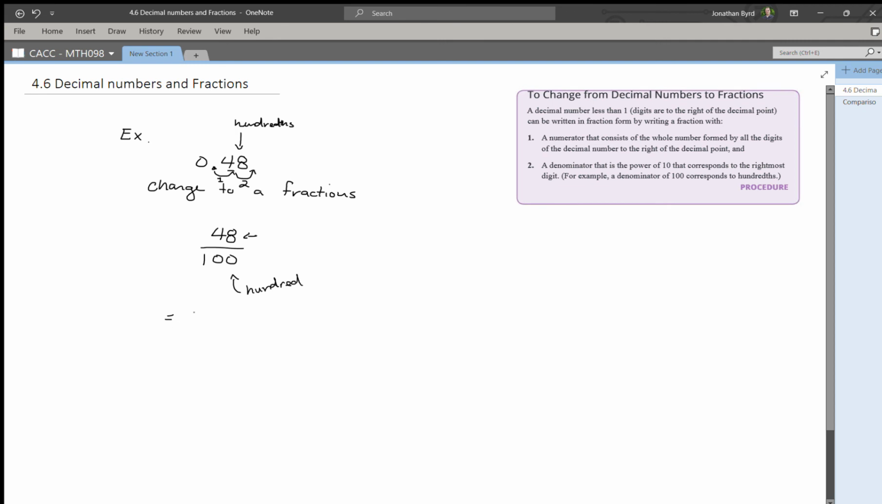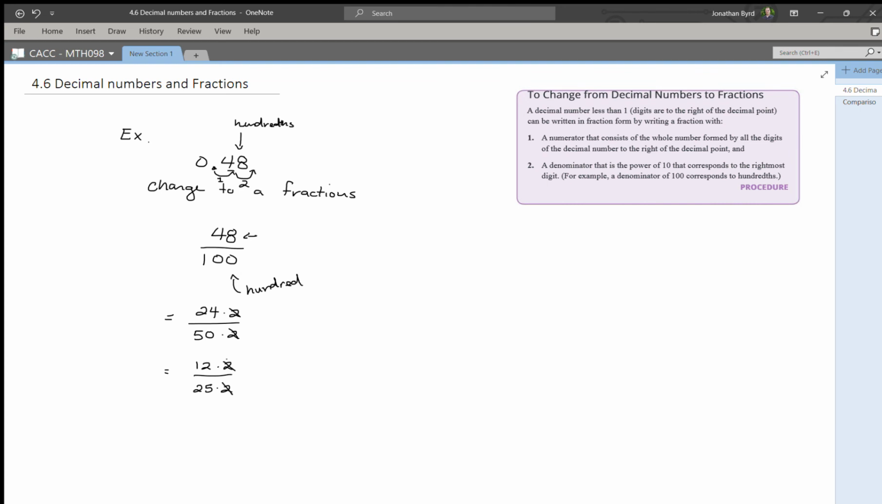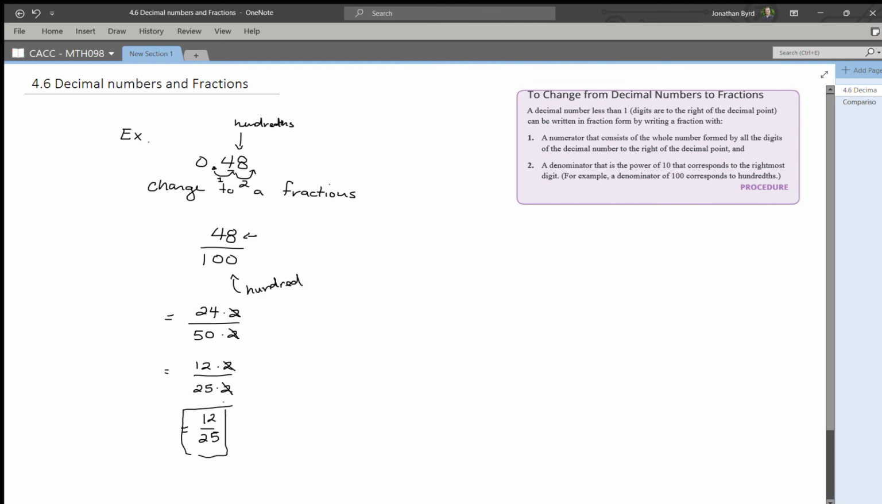I would say, well, 48 is 24 times 2 and 100 is 50 times 2. And then let's see, these are both even, so that's 12 times 2 and 25 times 2. So 12 over 25. 25 is 5 times 5, so there is no 5 as a factor of 12, so 12 over 25 would be the reduced fraction that we get when we take the decimal form of 0.48.